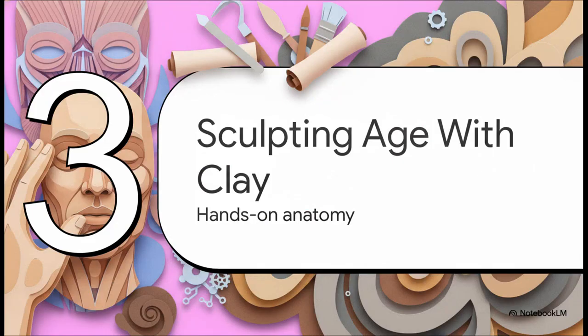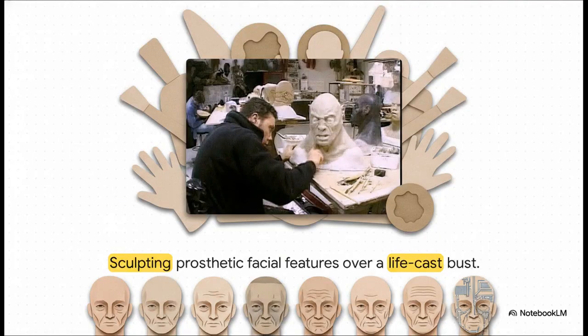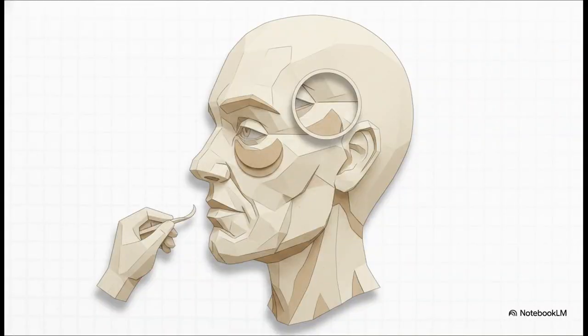Section 3. Sculpting age with clay. Hands-on anatomy. All right, so once you have a perfect, lifelike copy of the actor's face sitting on the workbench, we move into the transformative phase. You can really see the intense physical labor here. The artist is painstakingly reshaping the facial structure bit by bit using modeling clay, literally adding years onto that resulting life-cast bust by hand. Now, to simulate aging convincingly, they aren't just slapping this clay on at random.